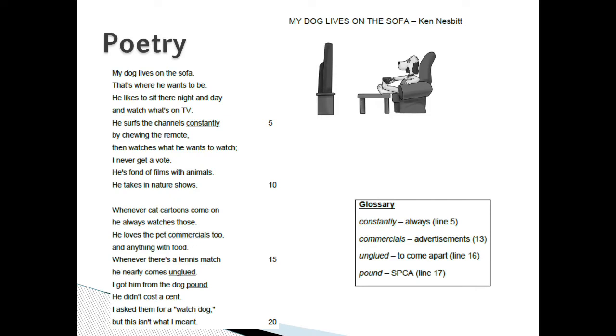If you look at the glossary, constantly means always, line 5. Commercials means advertisements, line 13. Unglued, line 16, is to come apart, and pound in line 17 would be the SPCA.